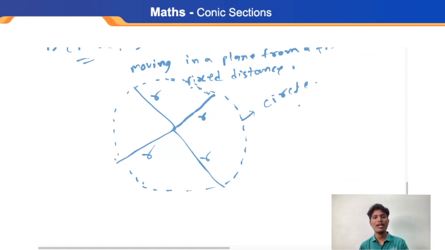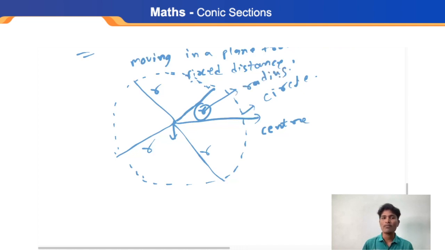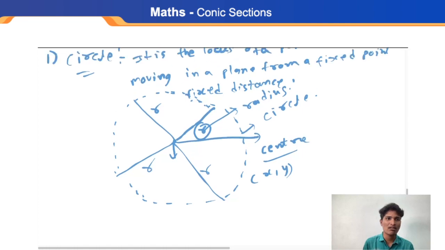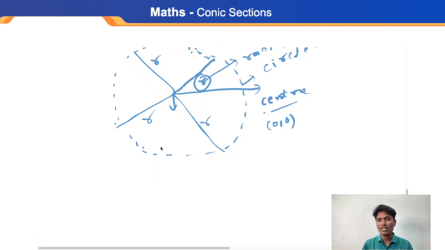This is a main important thing. The fixed point is called the center, and the r which we consider is called the radius of the circle. If I consider the center as the origin, so that you can understand easily how the equation is transforming, it is 0, 0, and the radius is r. What is the equation of the circle?